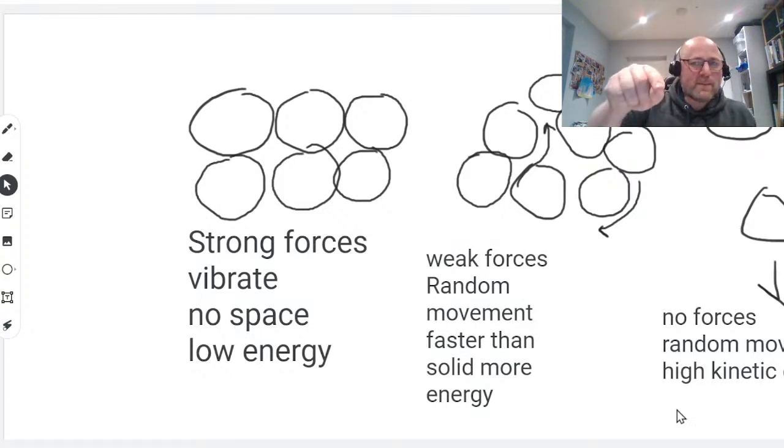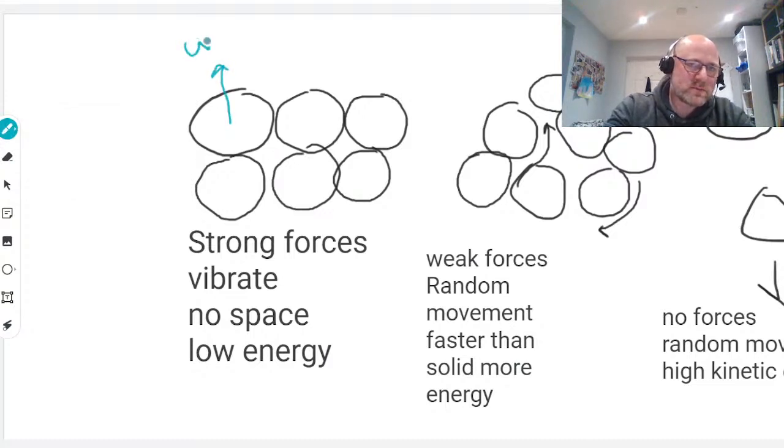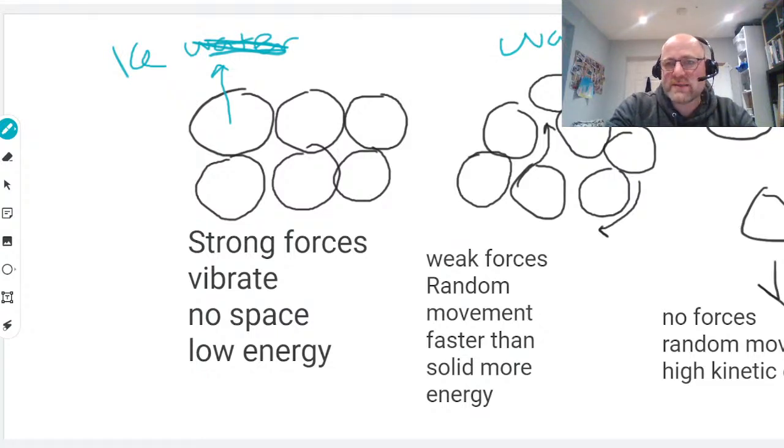So you could be asked about the limitations of this model. What are the limitations of this model? When I look at this particle diagram, let's imagine this is water particles. Actually, that wouldn't be water, that would be ice, so scrap that. Let's imagine that would be water and that would be steam. What can't we tell about water, ice and steam from the solid, liquid and gas model? You need to know the limitations of this model. What can't we tell, guys?